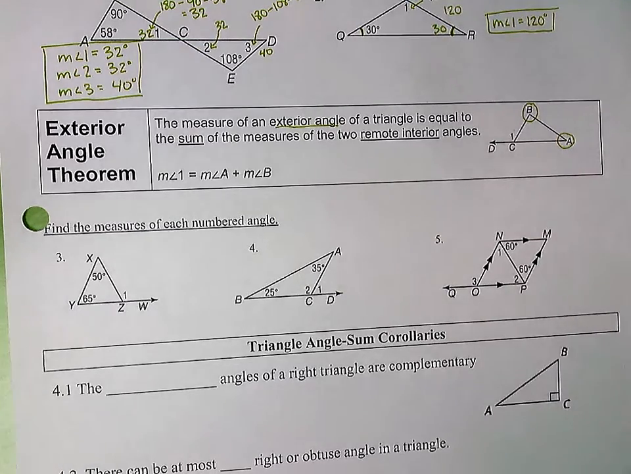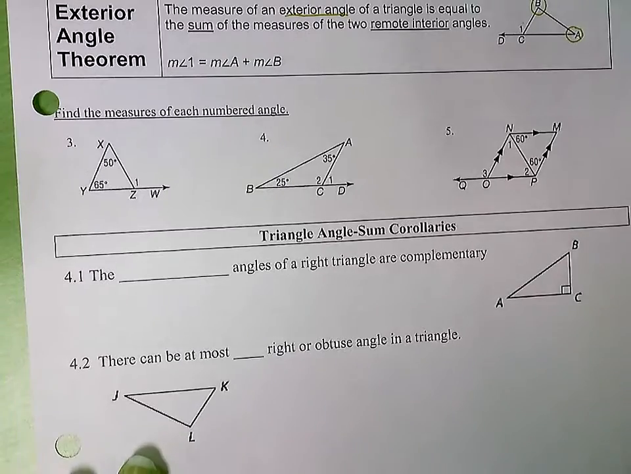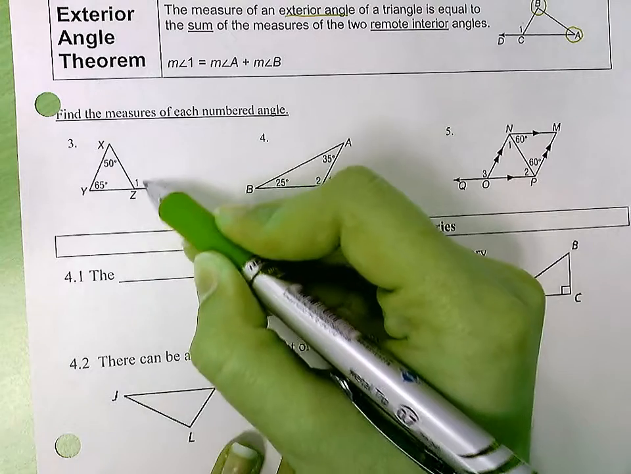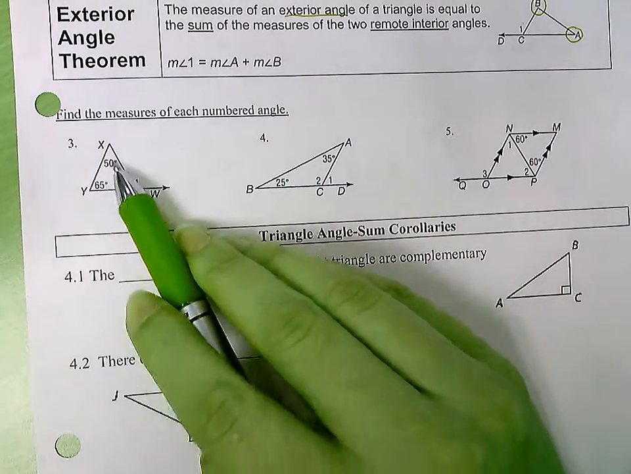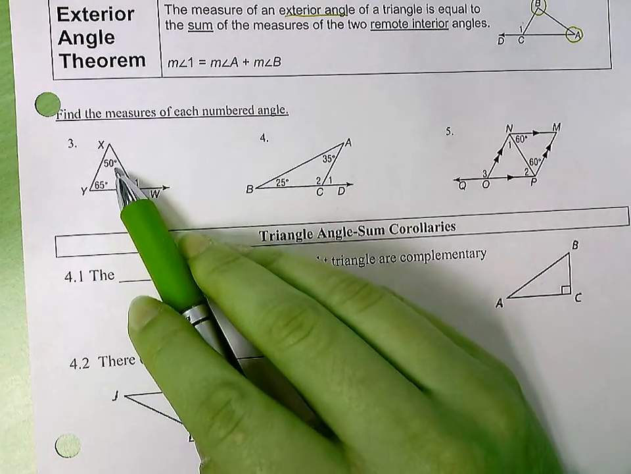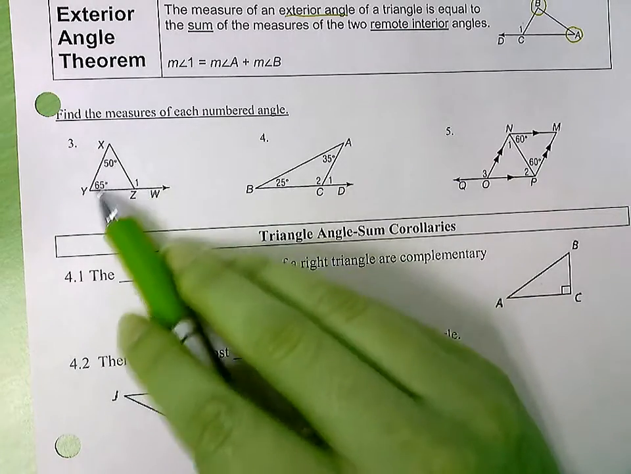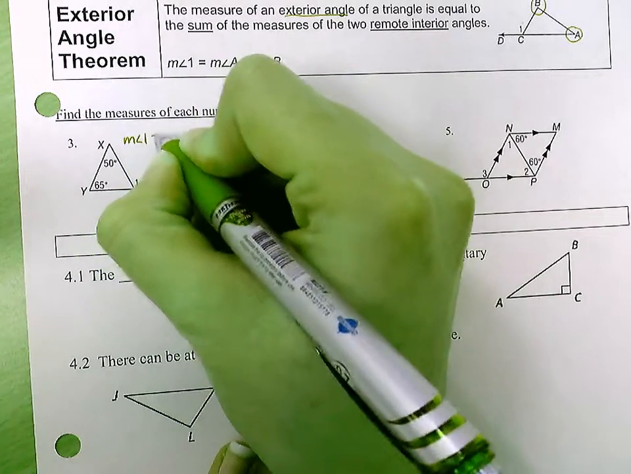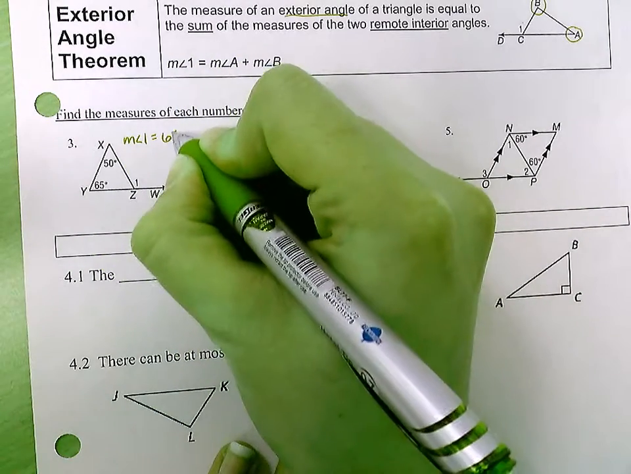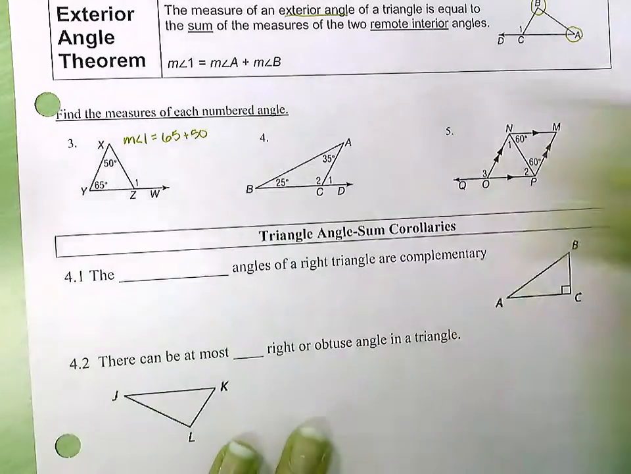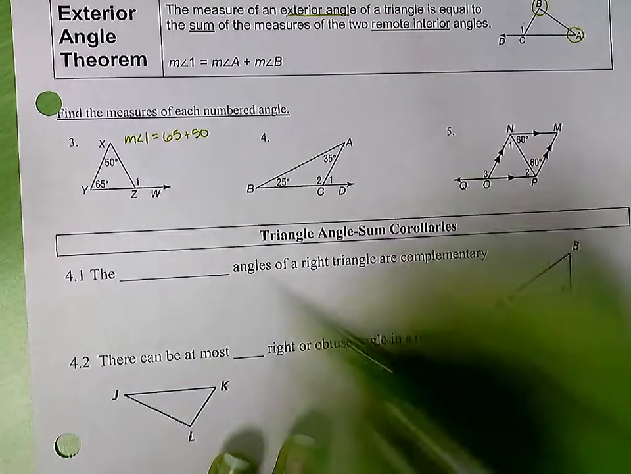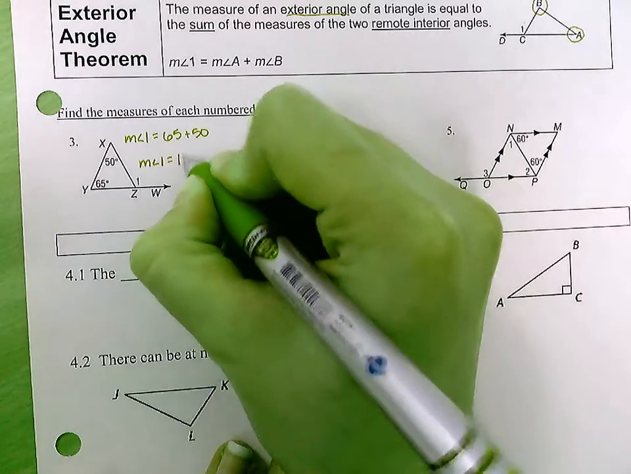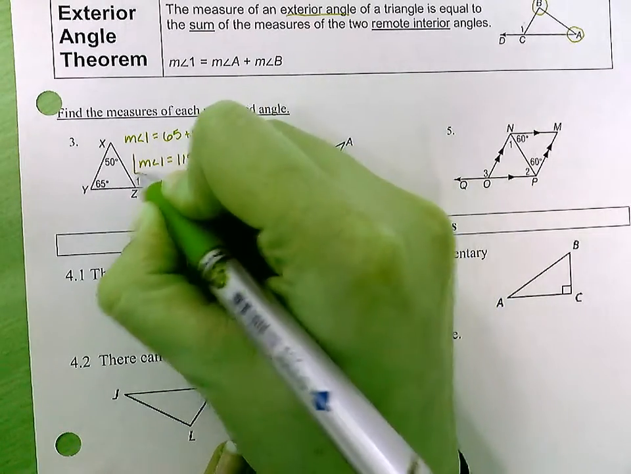Looking at some examples of this, number 3, we want to find the measure of angle 1. So I can add together my two remote interior angles, those angles across the triangle from that exterior. To get the measure of angle 1, we'll add 65 plus 50. So the measure of angle 1 is 115 degrees.